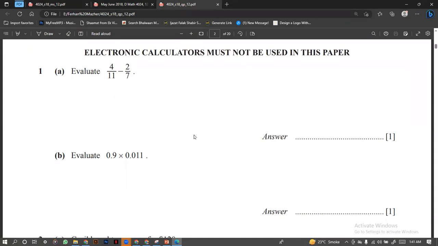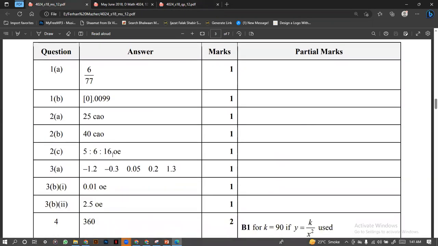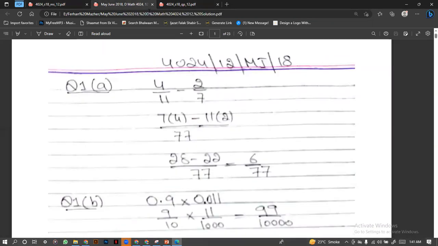And according to this question, we have two fractions, 4 by 11 minus 2 by 7, and you have to subtract them. So what we will do, we will take their LCM. The LCM of 11 and 7 is 77. So you will have 7 into 4 minus 11 into 2 divided by 77. So that is 28 minus 22 divided by 77. That is 6 by 77. And 6 by 77 is the right answer, sir.